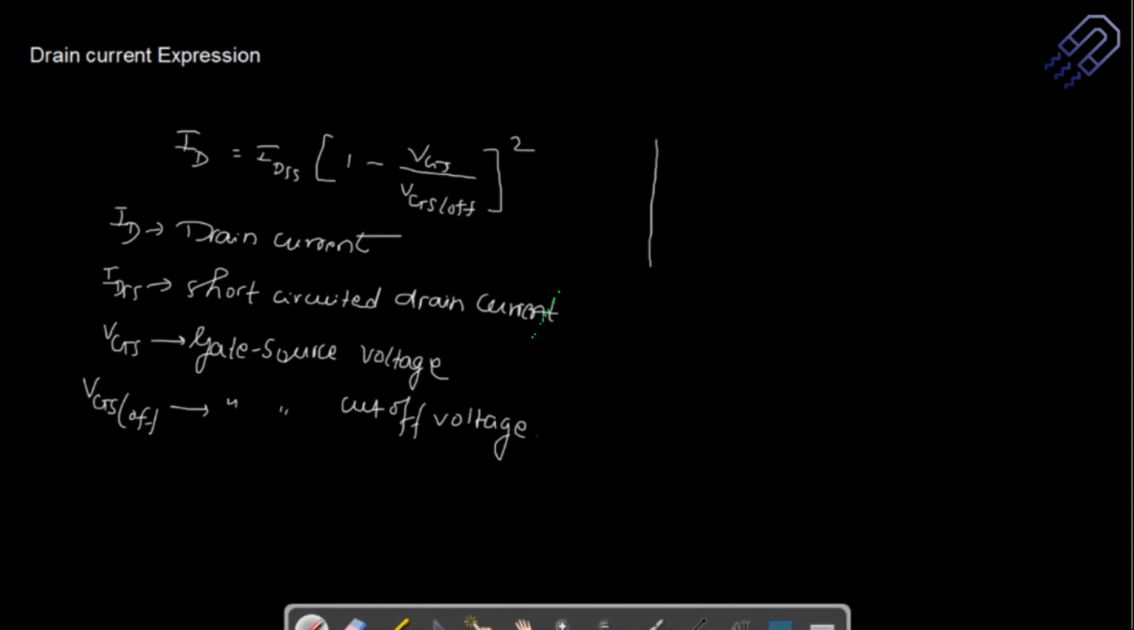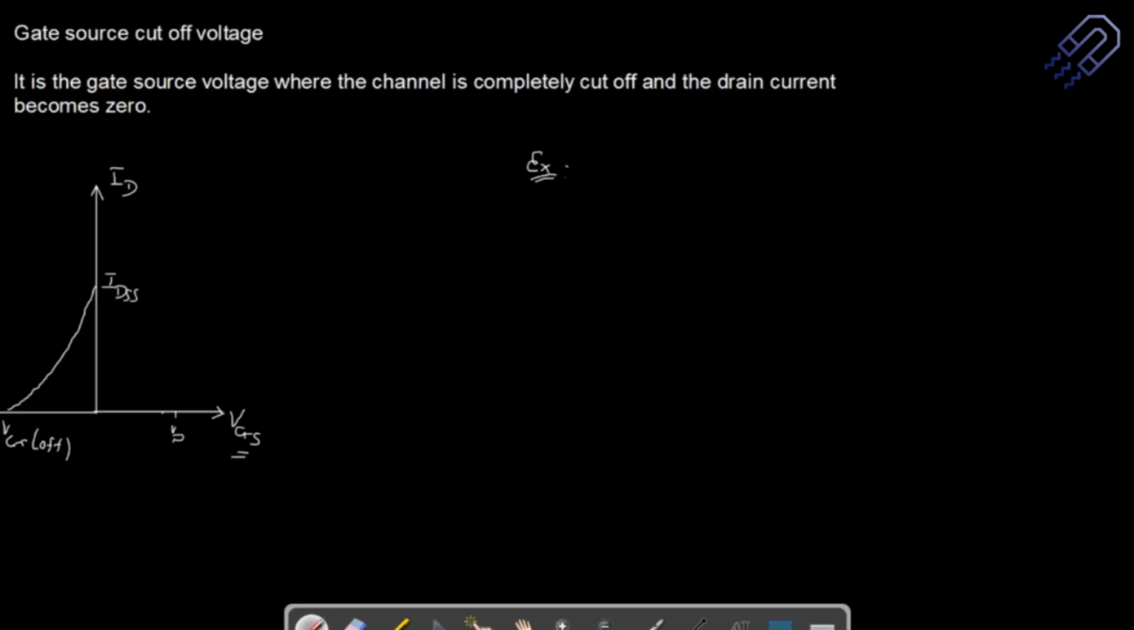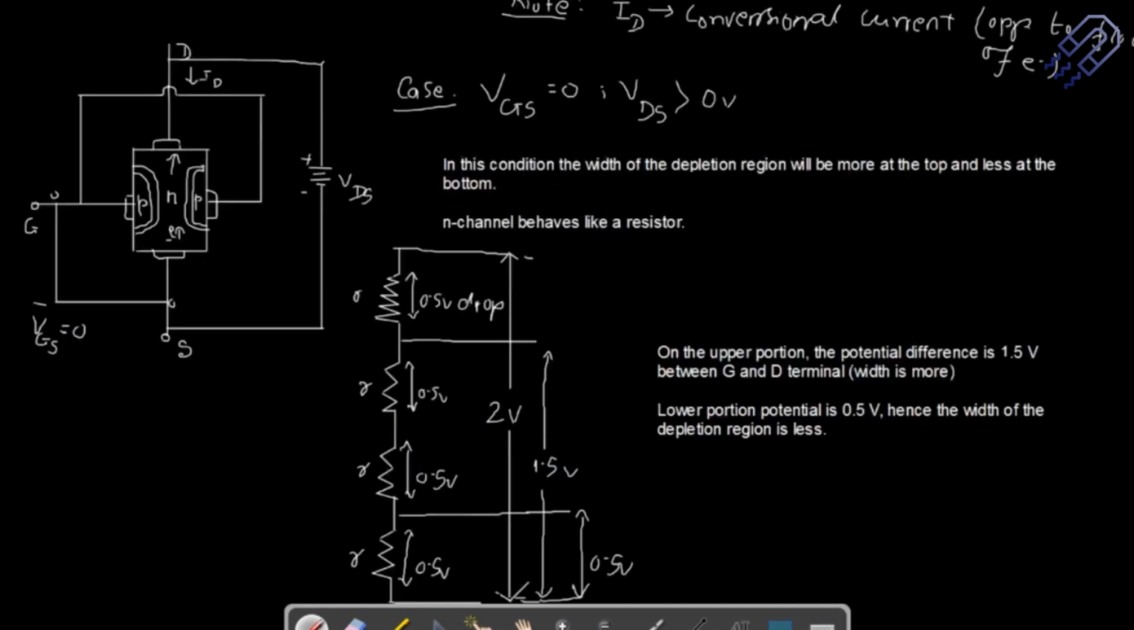One more thing to note here is that this gate source cutoff voltage, VGS off, is basically equal to the pinch off voltage. Now, before I explain this, I can just go back here, and this is the diagram which explains everything.